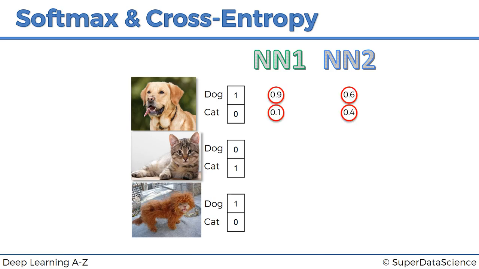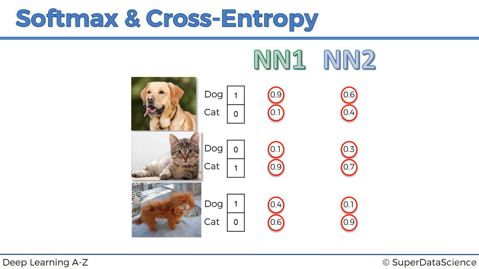In the first case, neural network 1: 90% dog, 10% cat, correct. Neural network number 2: 60% dog, 40% cat, still correct. Worse, but correct. Second image, first neural network: 10% dog, 90% cat, correct. Neural network number 2: 30% dog, 70% cat, worse, but still correct. And then finally, image 3, neural network 1: 40% dog, 60% cat, incorrect. Neural network number 2: 10% dog, 90% cat, incorrect, and worse.